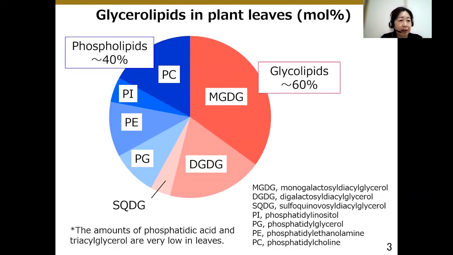Major membrane lipids in mammalian and most bacterial cells are phospholipids. However, in plants, glycolipids occupy about 50 to 60% of total membrane lipids in leaves, as shown in this figure. In glycolipids, galactolipids like MGDG and DGDG, containing galactose, are the major constituents in the membrane. This lipid composition is typical and is maintained under normal growth conditions, which means adequate temperature, humidity, enough watering, and sufficient nutrients required by plants.